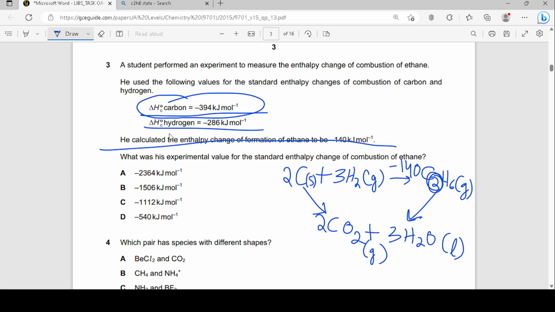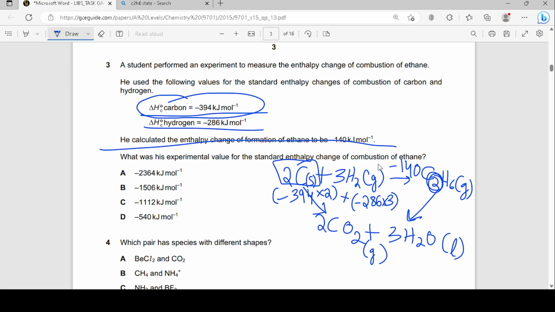Anyways, the enthalpy change of combustion of carbon is minus 394, and because I have 2 moles of carbon, I should multiply this by 2. Then the enthalpy change of combustion of hydrogen is minus 286, but because I have 3 moles of hydrogen, I should multiply this by 3.